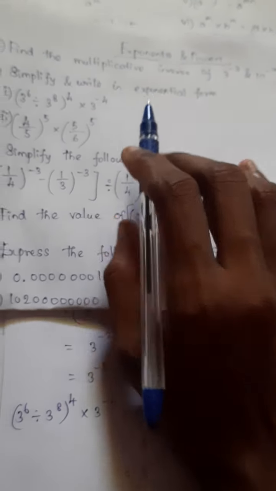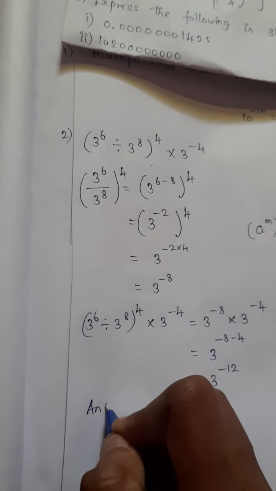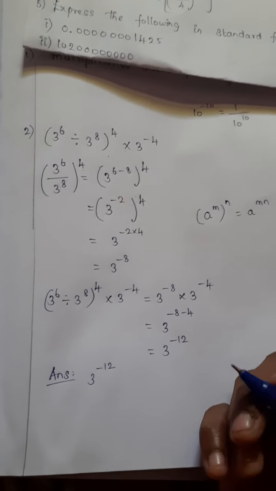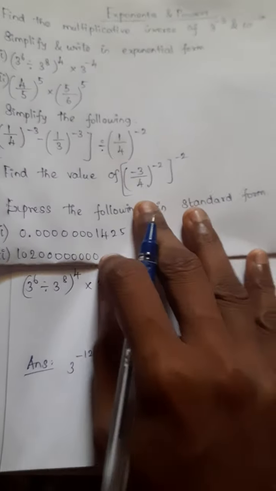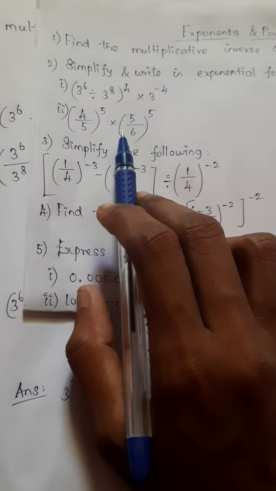Now this is the answer to simplify and write in exponential form. This is the exponential form. So the answer is 3 power minus 12. Similarly, the second subdivision is given: 4 by 5 the whole power 5 into 5 by 6 the whole power 5. How are you going to solve this?